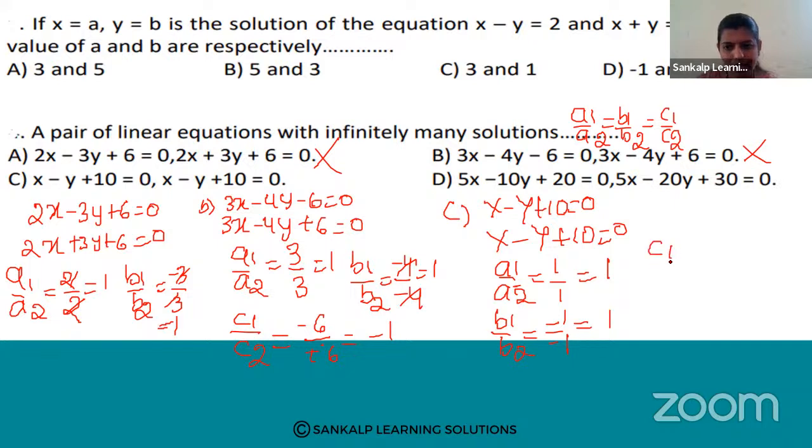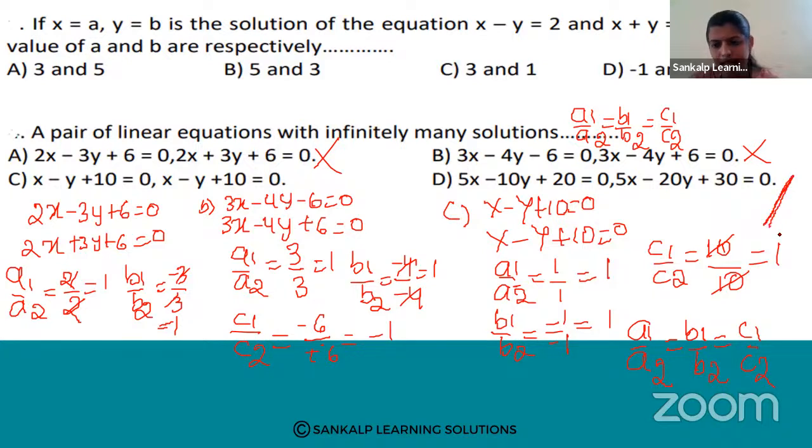C1 divided by C2, what do you get? C1 value is 10 and C2 value is 10. So, 10 ones are 10. That means you will get 1. In this case, you get the result a1 divided by a2 is equal to b1 divided by b2 is equal to c1 divided by c2. So under this condition, you will have infinitely many solutions. When the two lines are coincident, so one line is overlapping on another line, then you will get infinitely many solutions. Therefore, option C is right.